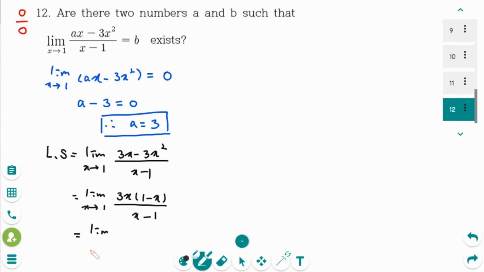Then limit x approaches 1. In order to cancel the common factor, you must take out the negative sign. Change the order. So the limit becomes like this, and then cancel the common factor. Then simplify.